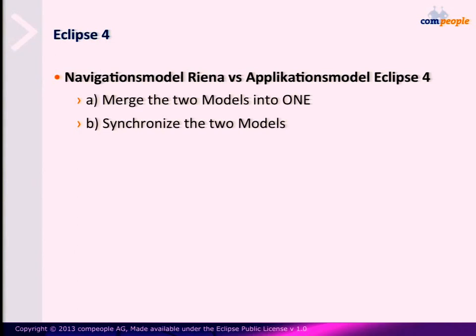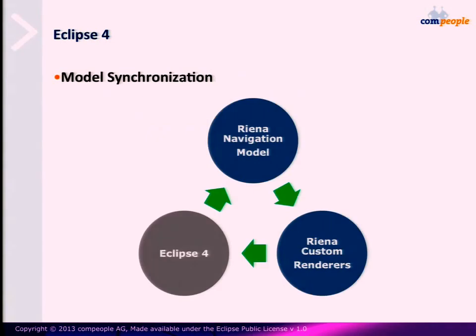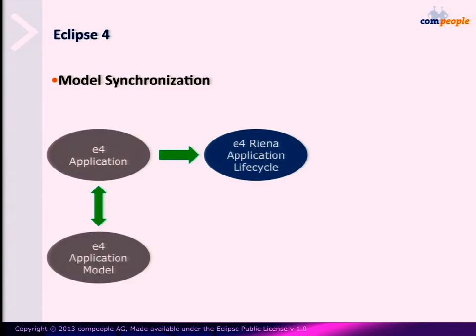The other possibility is that we keep as much of the code as we already have and just synchronize the two models. So that's what we're doing. The Riena navigation model would talk to the renderers, and Eclipse 4, with its application model, they all have to sync.